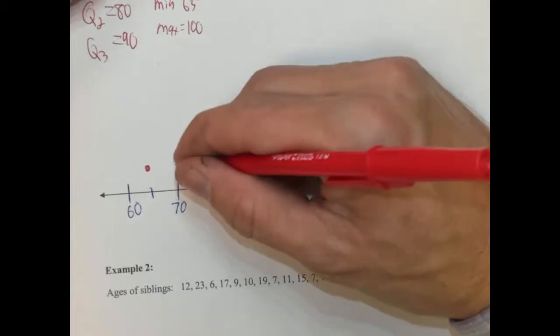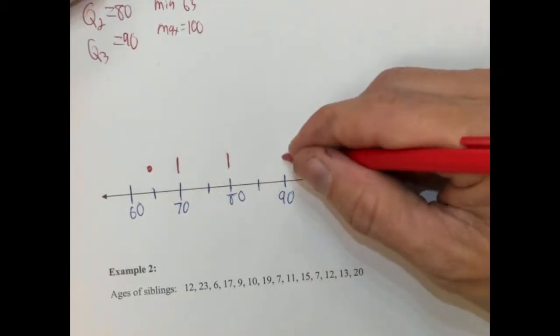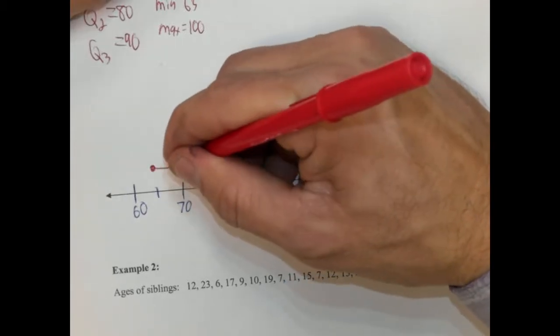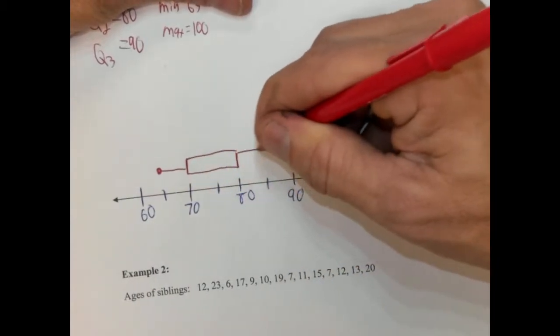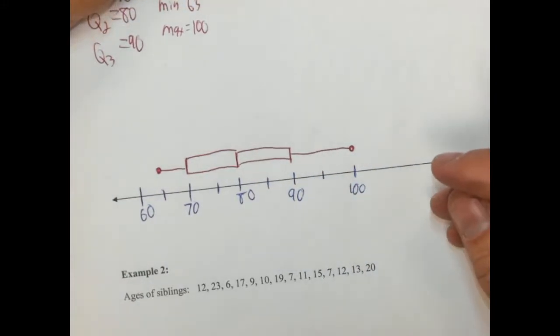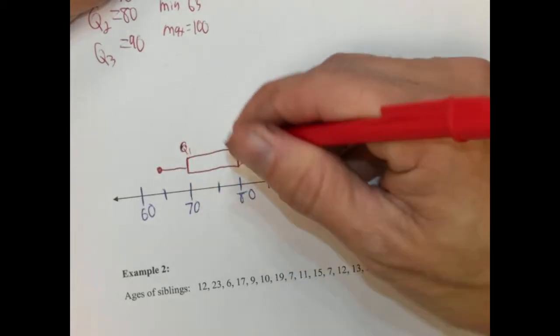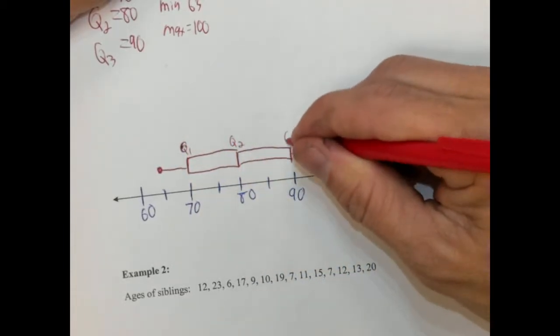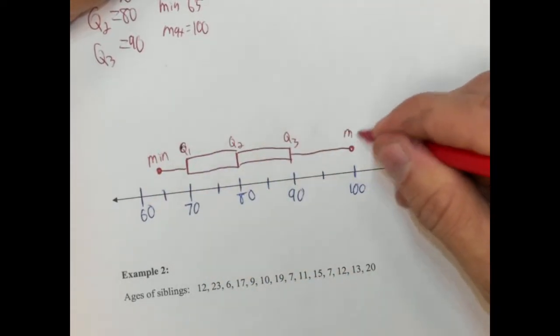Our Q1 is 70, so that's my first bar. My Q2 is 80, that's my second bar. And my Q3 is 90, that's my third bar. So now I simply connect these, make my box. And there we go. That's literally all you got to do. I can label these Q1, Q2, Q3, and this is minimum, and this is maximum.